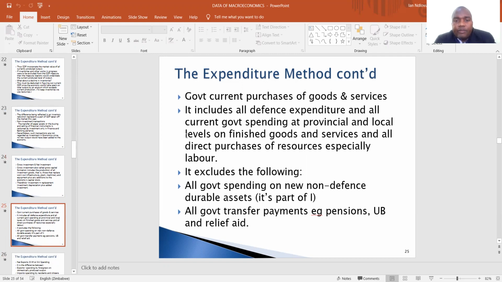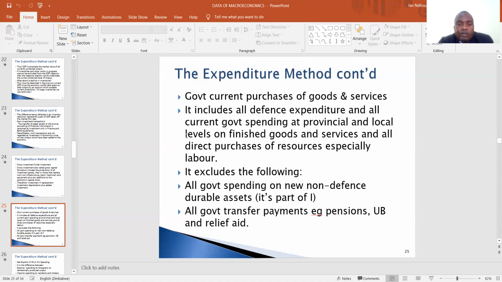How about government expenditure? It refers to government current purchases of goods and services. It includes all defense expenditure and all current government spending at provincial and local levels. It might be city, town, county, and other levels of administrative jurisdictions found within a particular country, on finished goods and services and all direct purchases of resources, especially labor.